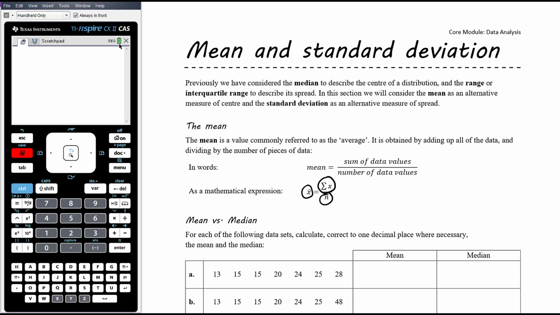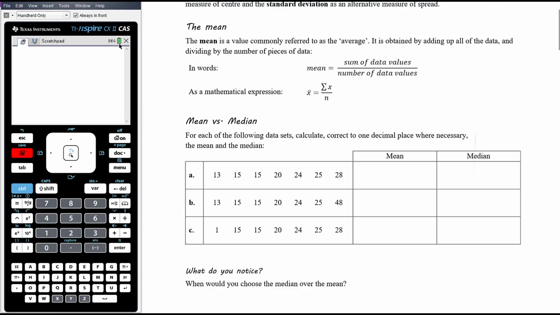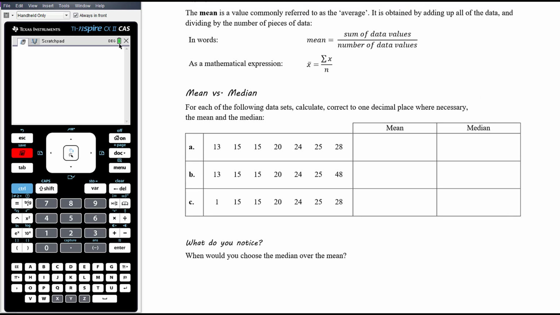So if you've entered all of the data into your CAS already, obviously you can get the mean straight away, but you can also get the sum of all the data values and the number of data values. Again, we'll review that in a minute. Okay, so let's think first of all about the mean versus the median, because there are certain situations when we would choose one over the other as a better measure of centre.